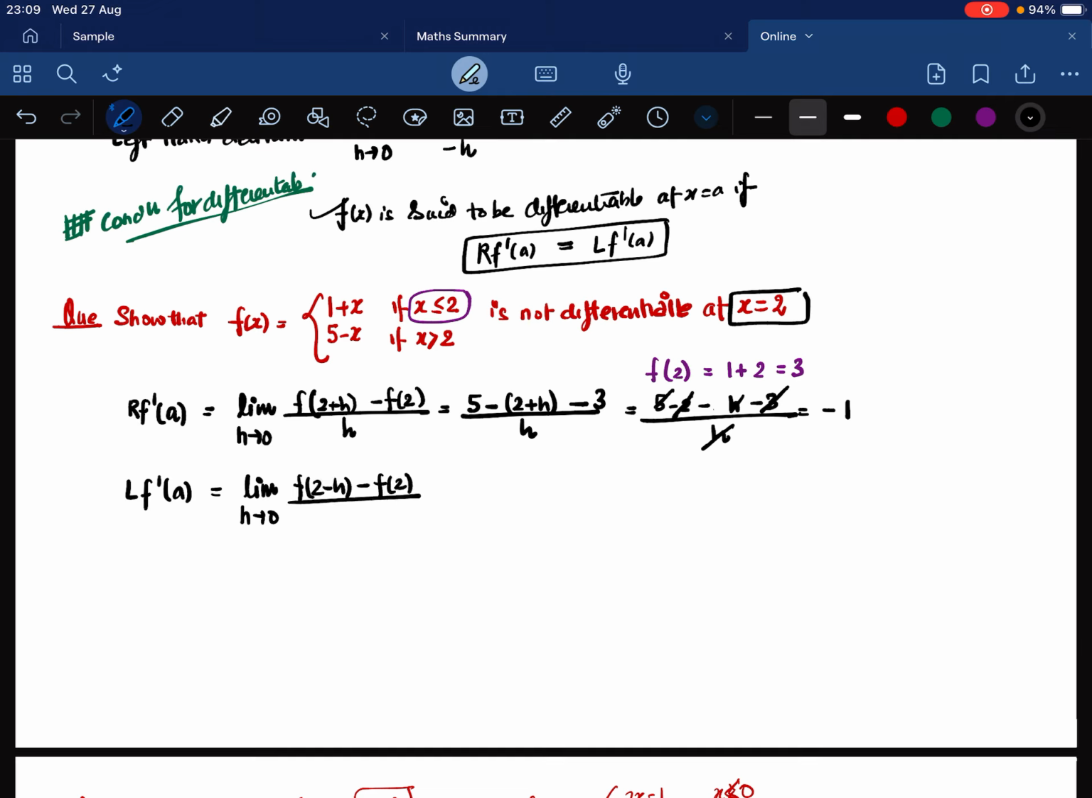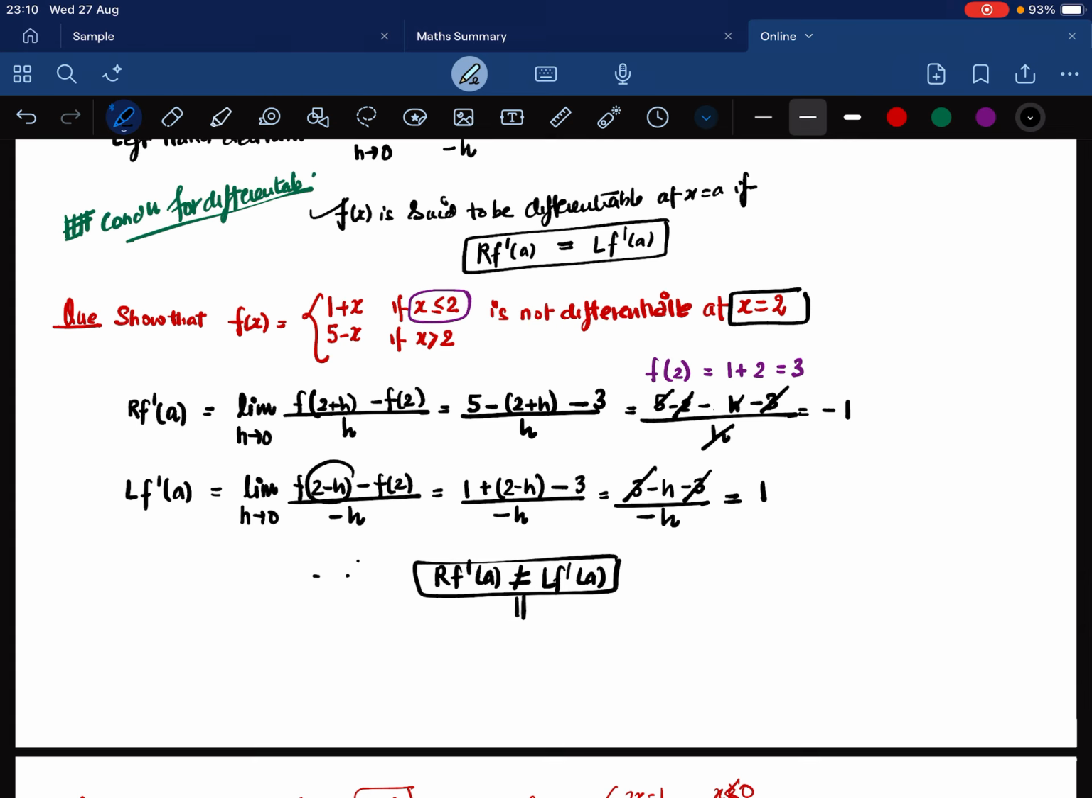The left hand derivative is limit h tends to 0 of f(2-h) minus f(2), divided by minus h. Now this value is less than 2, so the upper function is applicable, 1 plus x. In place of x we replace 2 minus h, so 1 plus 2 minus h, and f(2) we have already calculated as 3. So 3 minus h minus 3 divided by minus h. The 3 and minus 3 cancel, and the answer is 1.